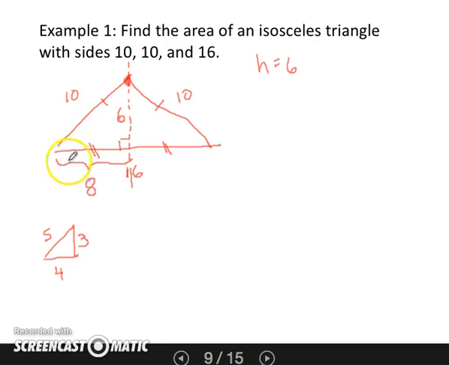Now, the base that I'm looking for is not this 8. I just used that to find out the height of this bigger triangle. The bigger measure, the entire base of the isosceles triangle is what I'm looking for. So the base is still 16. So I have 1/2 base times height, and that gives me 48 square units.